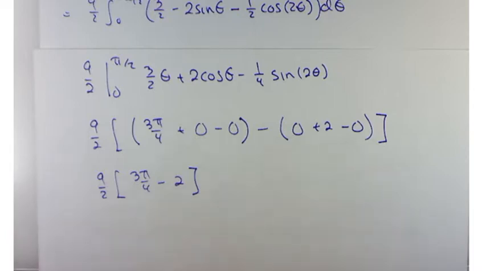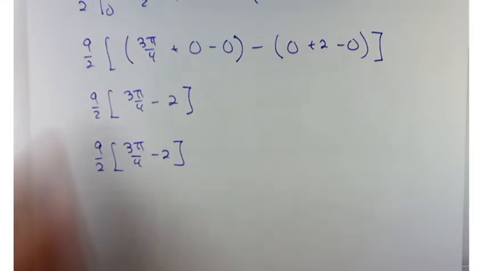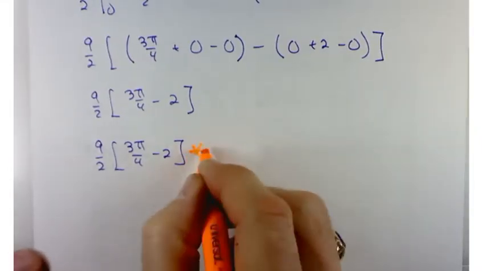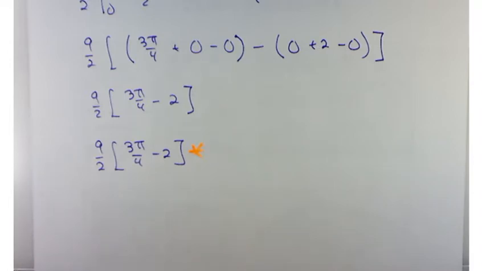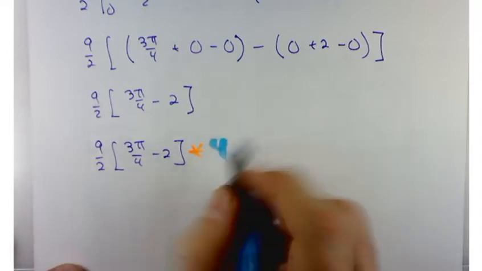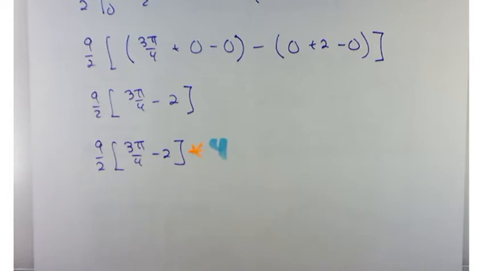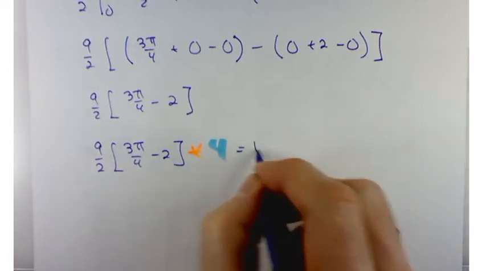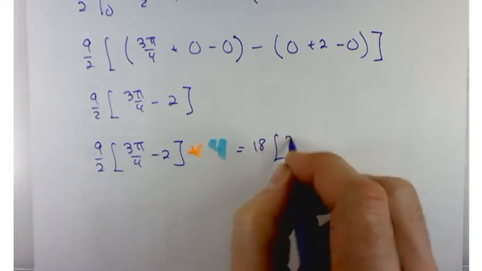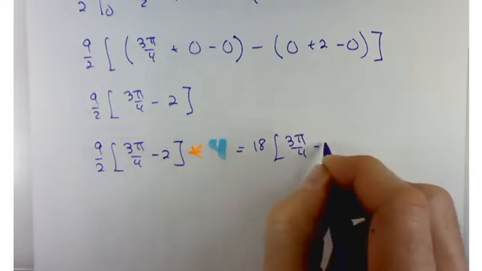Now I'd like to tell you that we're all done, but we're not. Why aren't we all done? I think by 4. Right, because we calculated the area of half of that figure. So times by 4. 4 times that's going to cancel, so I'll just end up with an 18 out in front. So it equals 18 times 3 pi over 4 minus 2.